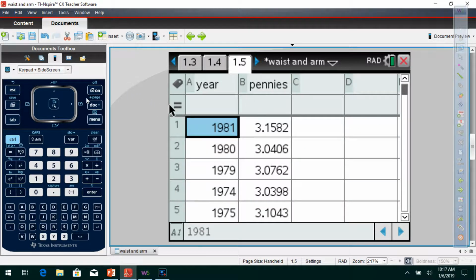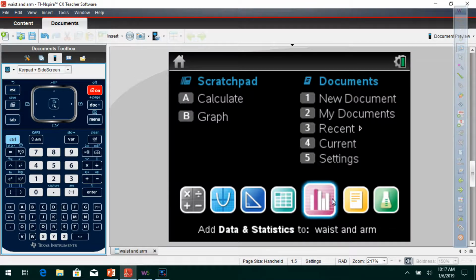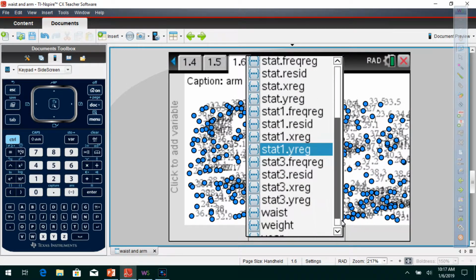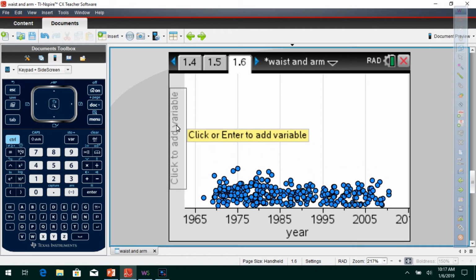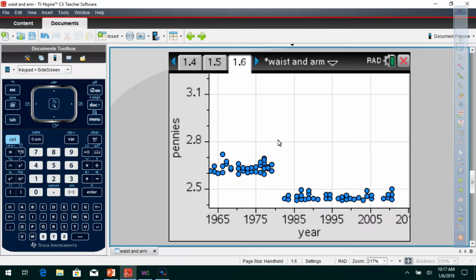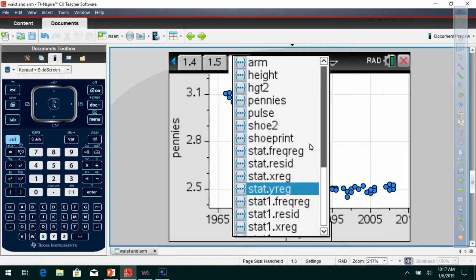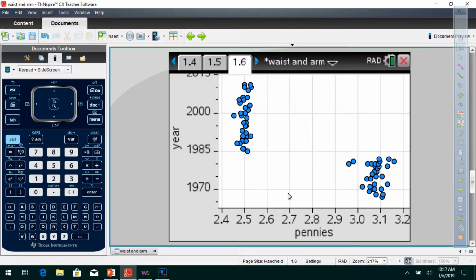We got year and pennies here. So on graph, and down here we'll put in year, and over here we'll put in pennies. Whoa, what happened here? I think I need to put pennies over here. There we go. How about that? Pennies in year. This graph is good. It tells us something. If you look here, somewhere around 1985 or 84 or something like that, something happened.